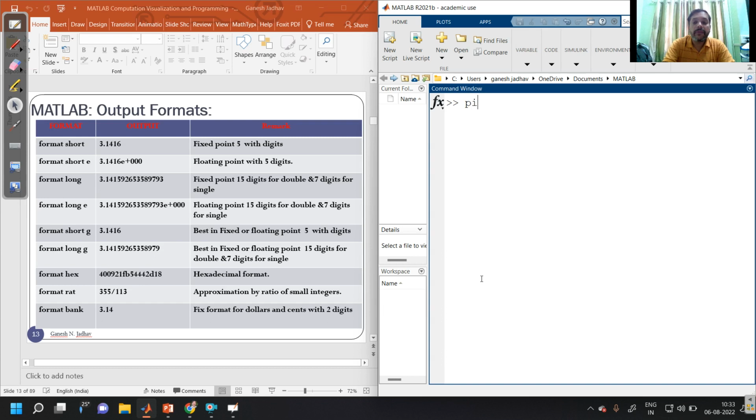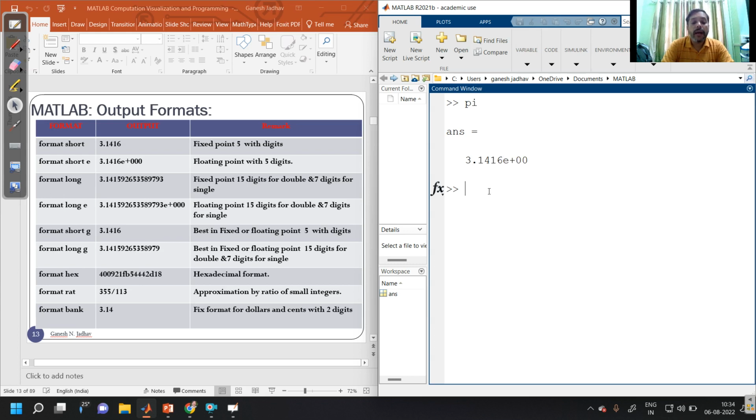Now I will type pi over here, and it is displayed. In which format is it? Now you can observe this is in format short e. How will you recognize it? Because after the decimal there are 4 points and 1 point before it, and it is in exponent format, e raised to 00, meaning 10 raised to 0.